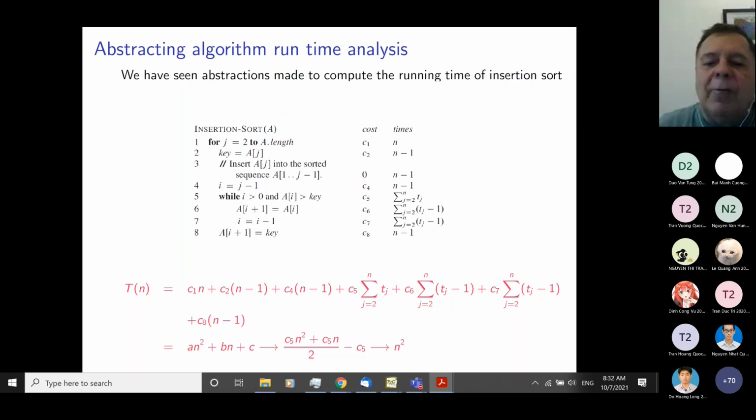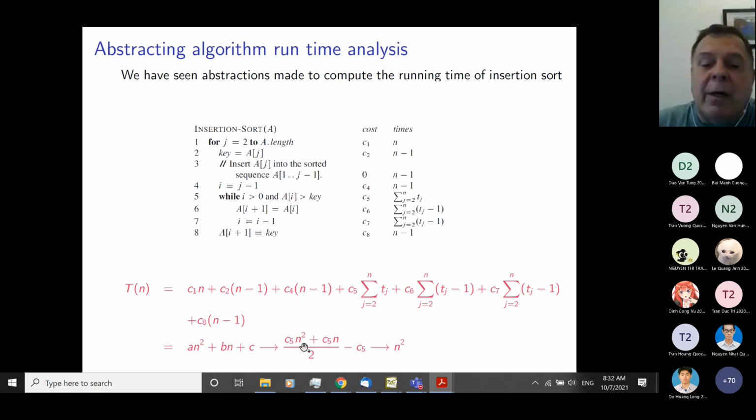So if we look at C5, this summation here is executed for every iteration of the for loop, the outer loop. So this instruction is executed that number of times for each iteration of the for loop. So we came up with a closed form for this expression, which is C5n squared plus C5n over 2.